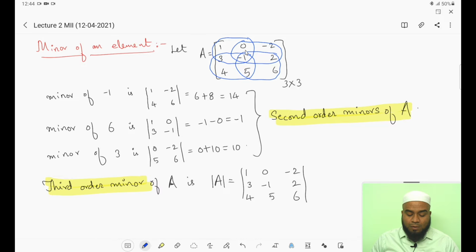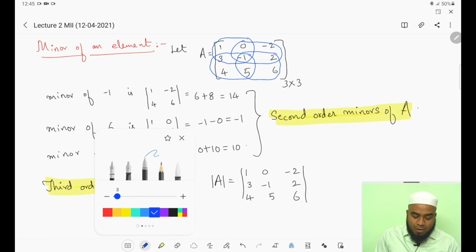You can select the minor for 0, you can select the minor for 5, for 3 you can select the minor. What we have to do, we have to remove that corresponding row and corresponding column. Whatever the entries are remaining, those entries should be written in the determinant. When we simplify the determinant, whatever the value we are getting, that value is called the minor of element minus 1, right? These are all the second order minors.